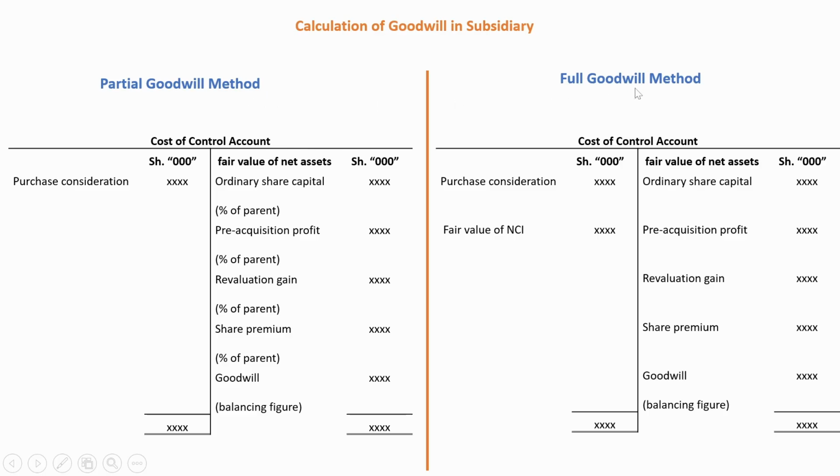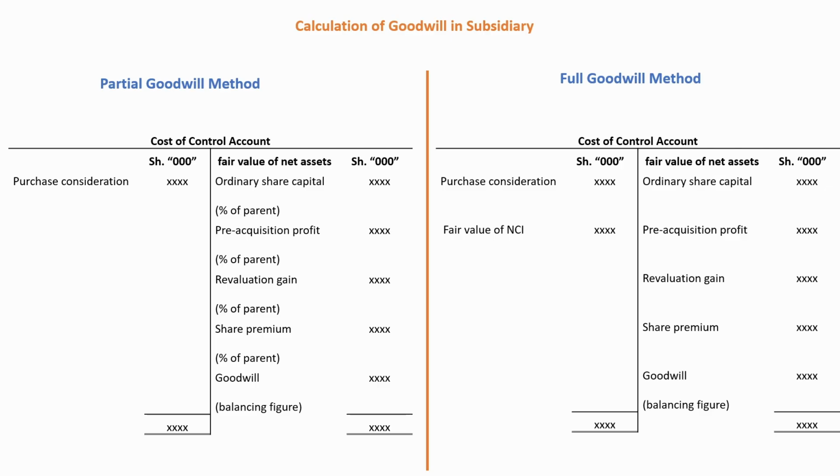So when you go to the full goodwill method, only a few things will be added. One, we are going to add the fair value of non-controlling interest. In addition to what we had here, we still have this one, purchase consideration, price paid by parent. We add the fair value of non-controlling interest. And then when you go to the fair value of net assets, we don't multiply by the percentage of parent, because this is the goodwill of the entire company.